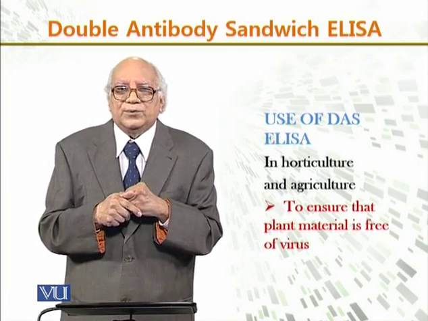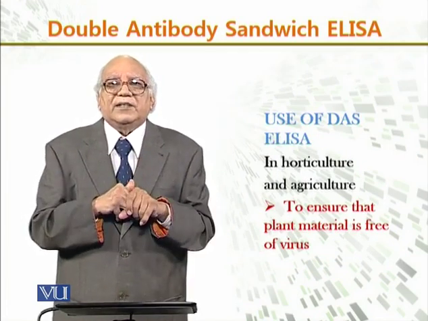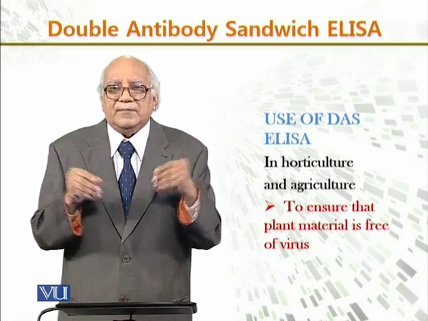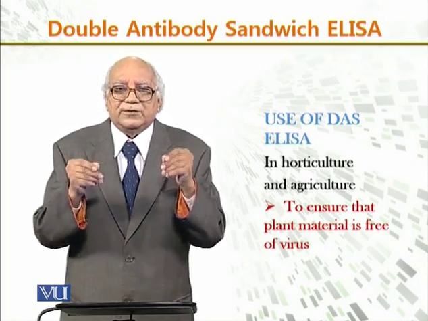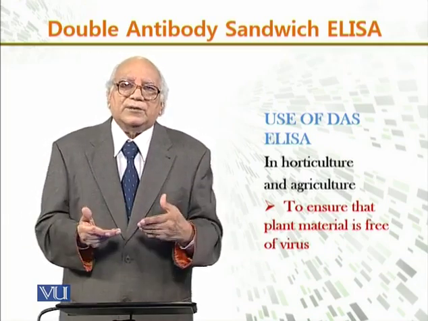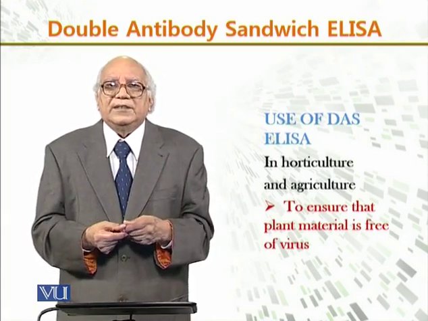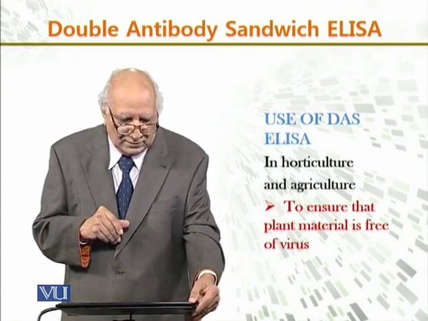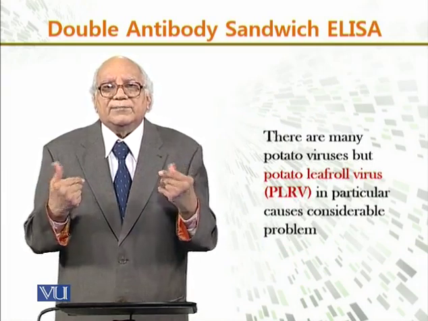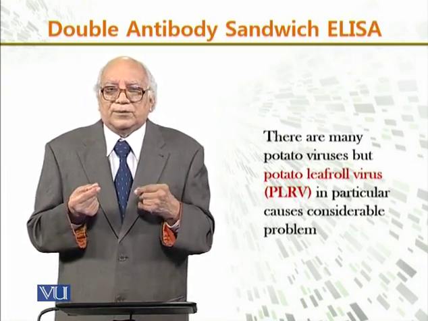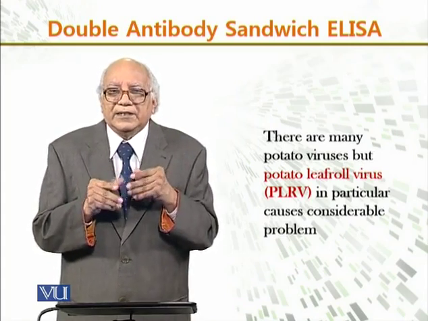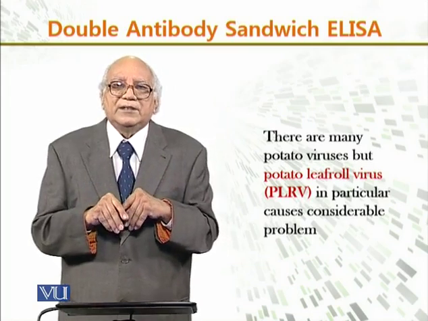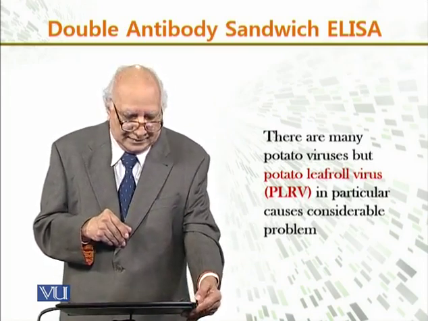Now, where can we use the double antibody sandwich ELISA method? Generally, it is used in horticulture and agriculture to ensure that the plant material is free of viruses. You see, plants also contain viruses, some dangerous viruses which cause disease in the plant, and DAS is used frequently for that. There are many potato viruses, but potato leaf roll virus, PLRV, in particular, causes considerable problems and damage to the potato crop, and we can detect it by this method.